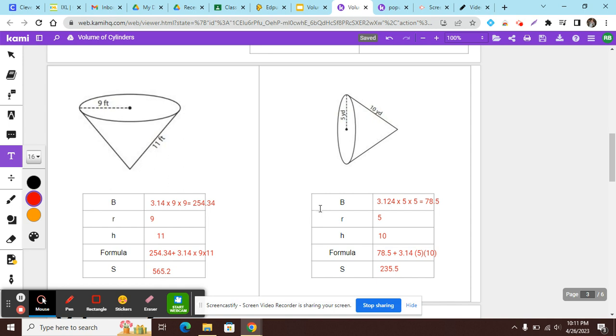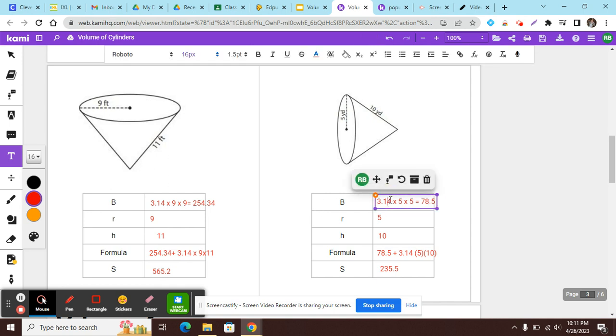Okay, so first for this, we're going to find the area of our base. So we do 3.14 times 5, and I apologize, I typed extra, but it should still come out right, and we get 78.5. We find our radius, which is 5, which is just listed there. So finding it, it's just looking at the figure. We find our slant height, which is 10, and then we plug it into our formula. So we're saying the area of the base plus pi times our radius times our height, and we're going to end up with 235.5 as our answer.